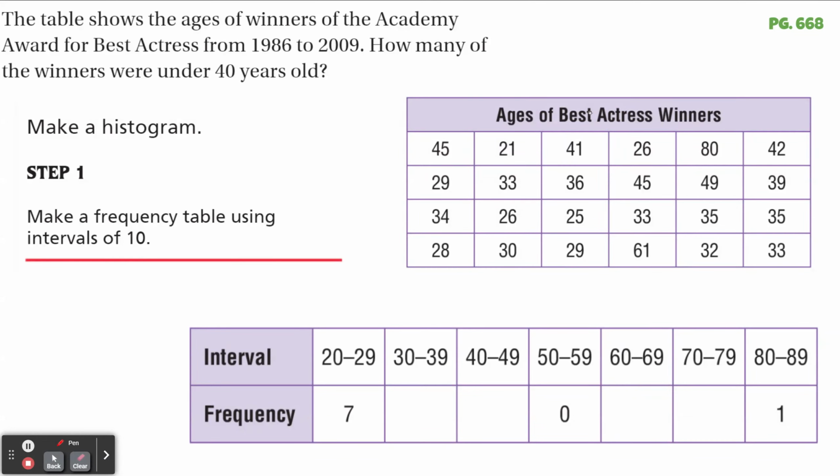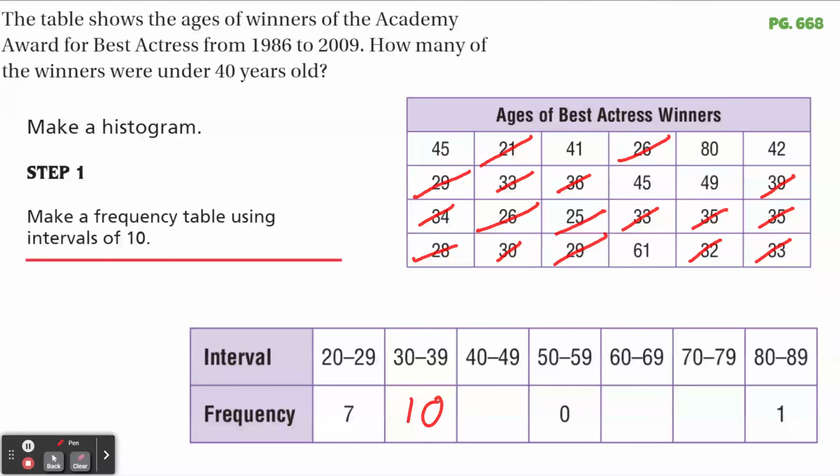So they went ahead and they already did our 20s, so I'm going to cross these ones off for us. All of the ones that are 20, I'm just crossing off because they already counted. And now I'm going to go through and look for ones that are in the 30s. So I have 1, 2, 3, 4, 5, 6, 7, 8, 9, 10. 10 of these actresses were between 30 and 39.